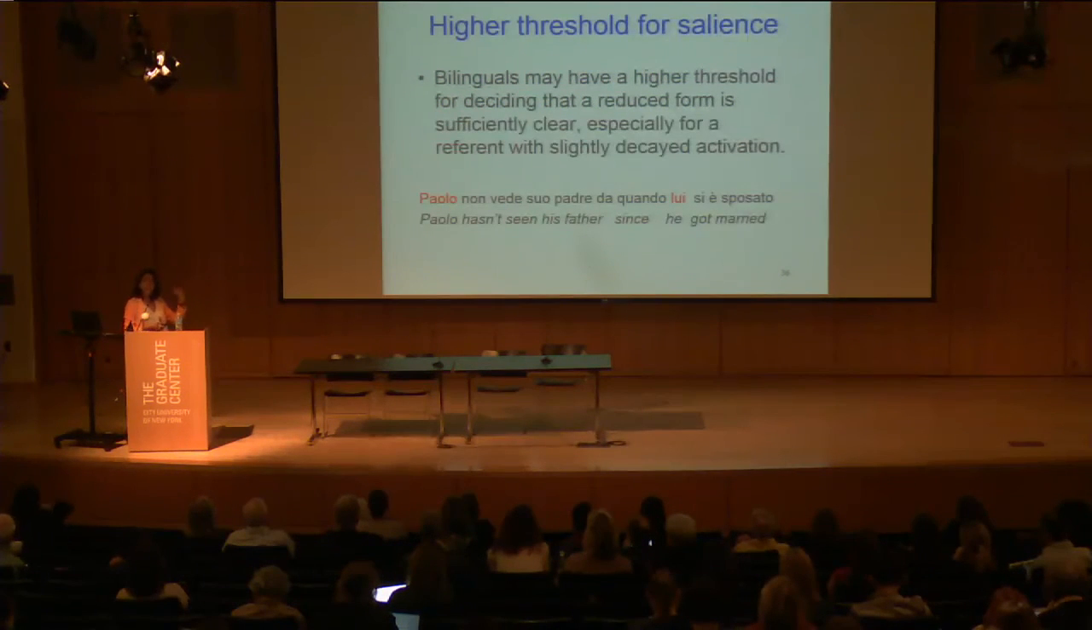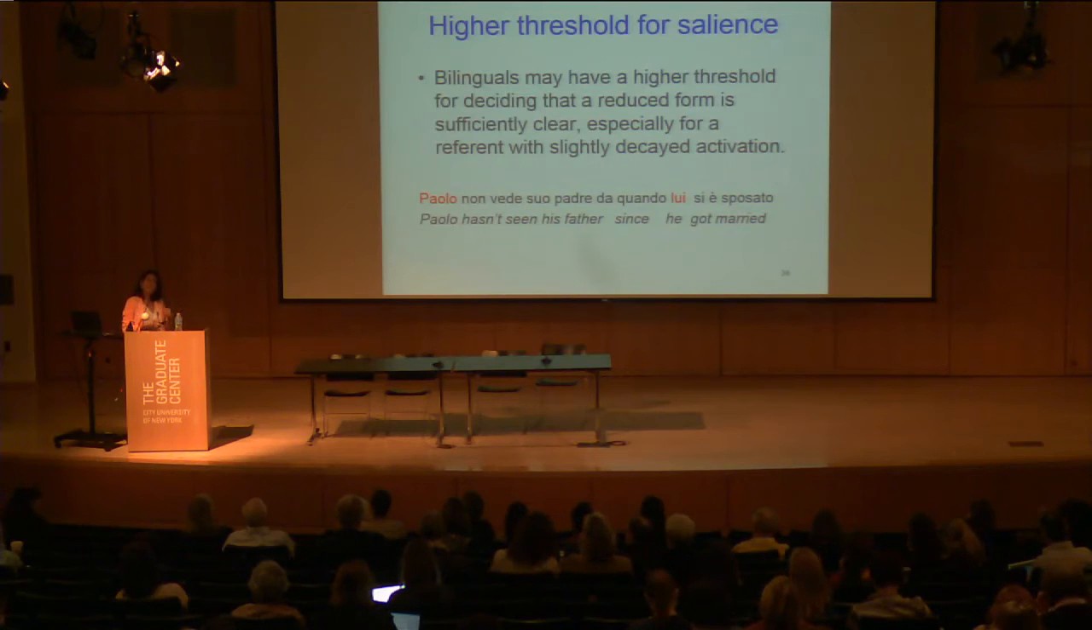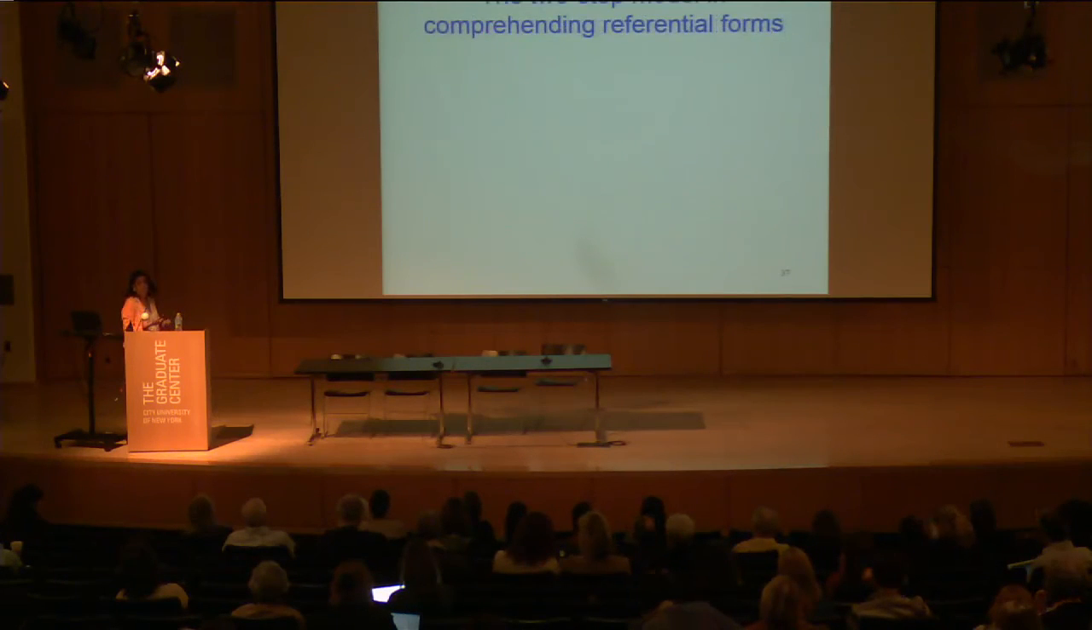Now, it's possible also that bilinguals may have a higher threshold for deciding when a referent is still salient. So it might be that bilinguals are more sensitive to salience, and they might decide that, particularly in sentences where one of the antecedents is first, and then there is another antecedent which is closer to the pronoun, well, maybe they have, as I said, a higher threshold for deciding that a reduced form is sufficiently clear. And so they stick in a pronoun to be over clear compared to monolinguals.